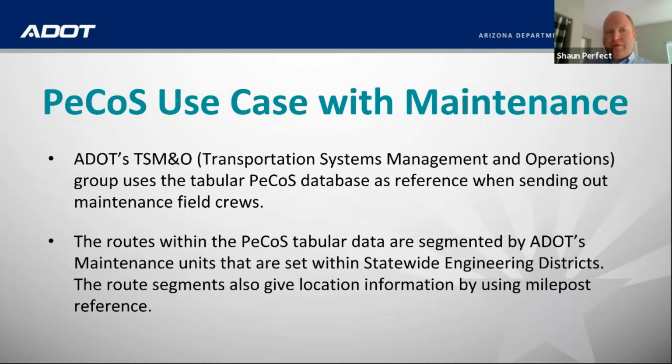With the maintenance crew, we call it TSMO, Transportation Systems Management and Operations. Again, they deal with just the tabular data, and they use that data to send their crews out into the field. Basically, that tabular data includes location information such as mileposts, routing, and anything else specific to the maintenance crews.